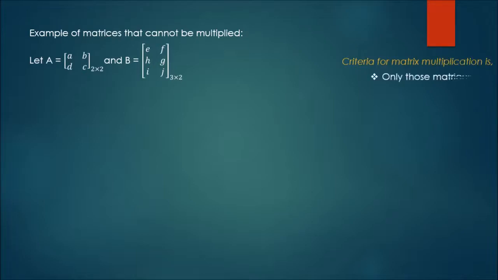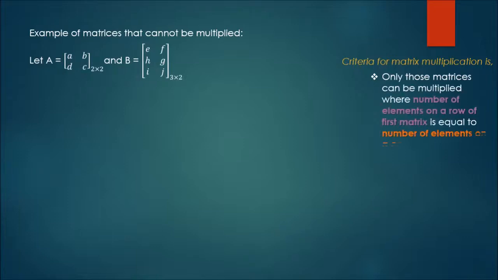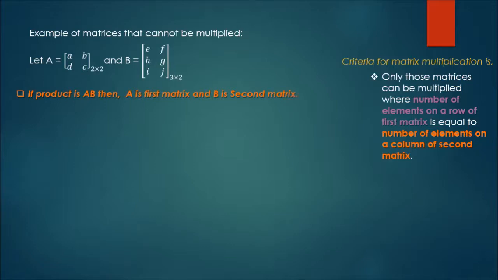Only those matrices can be multiplied where the number of elements on a row of the first matrix is equal to the number of elements on a column of the second matrix. Now that's the criteria. If the product is AB, there are two matrices. The product can be AB and BA also, but we consider the product as AB. The first matrix is A and the second matrix is B. Now let's see the number of elements on a row. How many elements are there in a row of the first matrix, that is A? There are two elements.